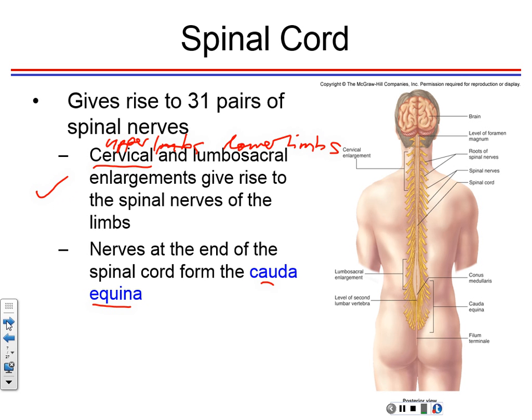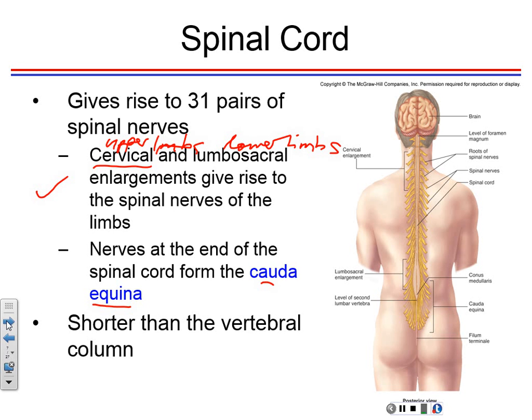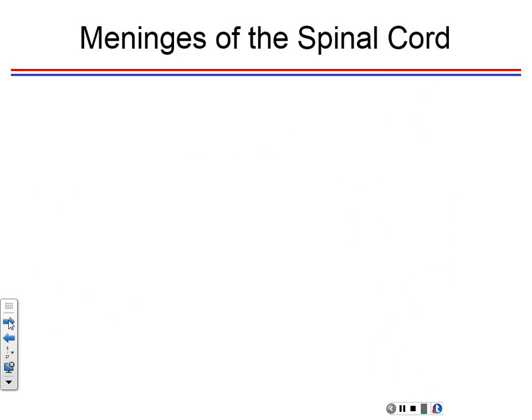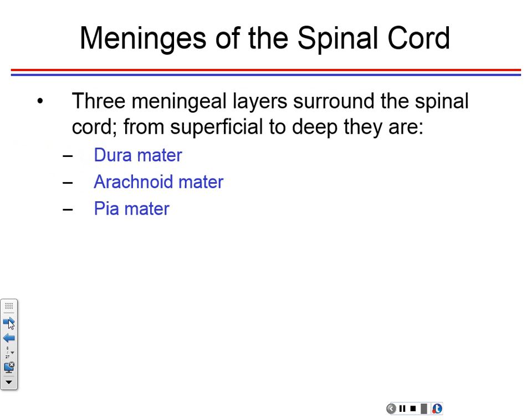Alright. So those are the characteristics, and like I say, it's shorter than the vertebral column. And then of course its function is to generate the spinal reflexes, do a bit of integration and processing of these reflexes, but the final instruction will come from the brain. Then we'll talk about some of those tracts that go up and down to control these spinal reflexes.